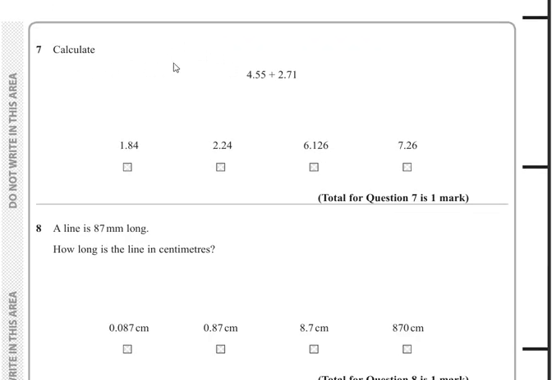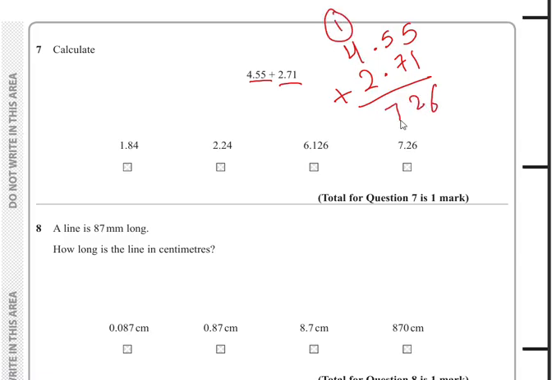Okay, calculate. Whenever we have subtraction or addition, put the point under the point. So first of all, I have to put the point here and the point here in my addition. The number here is 455, and here it's 2.71. Now you just add 5 plus 1, that's 6, here 12, 1 up, and then here 5, and then 7. So it's 7.26, or this answer.